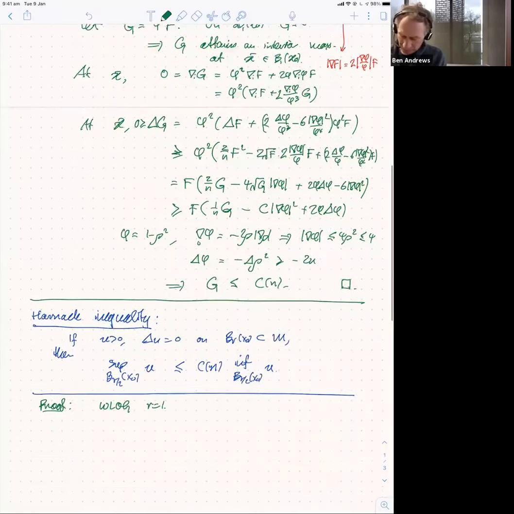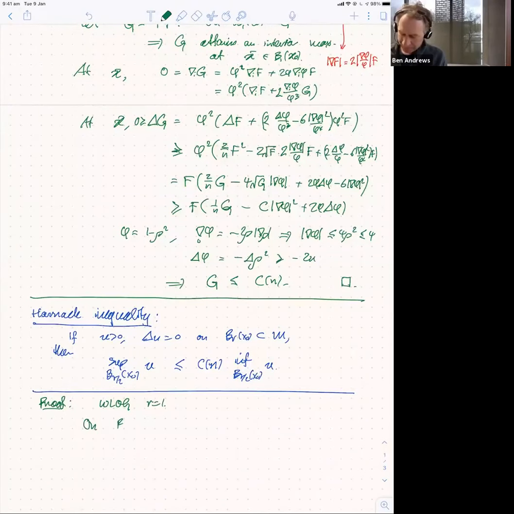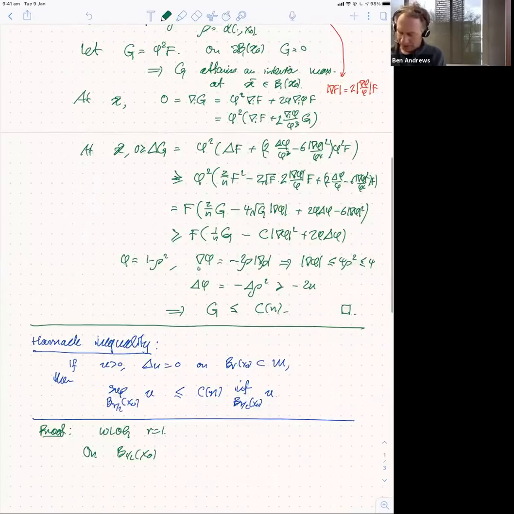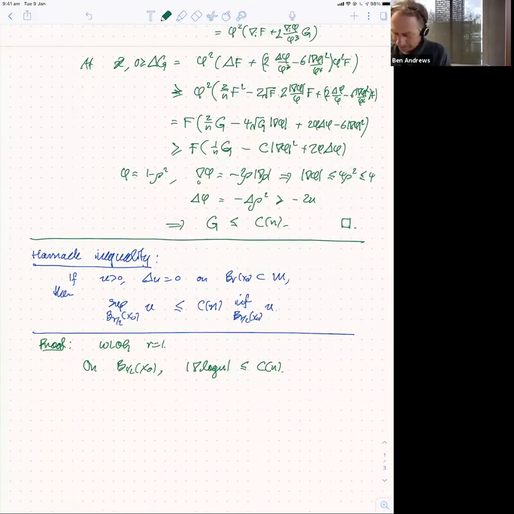So then on the ball of radius a half, about x naught, we'd have a uniform bound on the gradient of log u. It's just bounded by some constant depending on n. And integrating that up, I get that u of y over u of x is bounded by e to the c of n times the distance from x to y inside that ball.